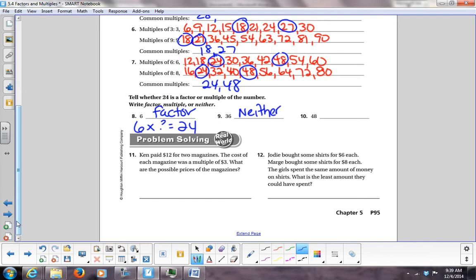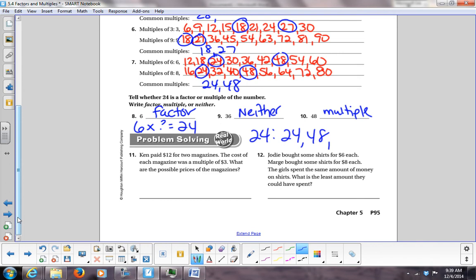Is 48 a factor, multiple, or neither? Lucas. Okay, why? It's a multiple because 24 times 2 is 48. Good. 24 times 2 is 48, so this is a multiple. You also just showed 12, 24. All right.